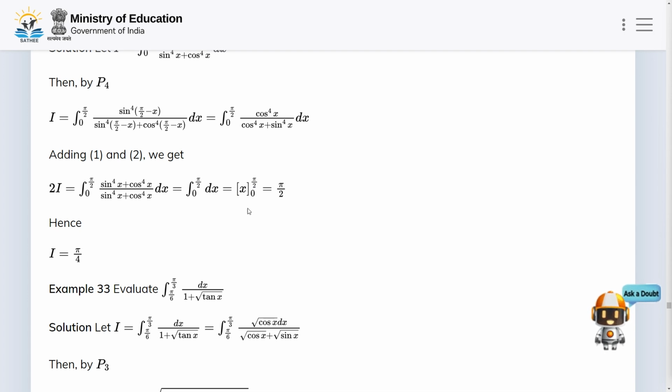Okay, now using the second fundamental theorem of integral calculus, you will get pi by 2 minus pi by 4. So your final answer will be pi by 4 for this definite integral.